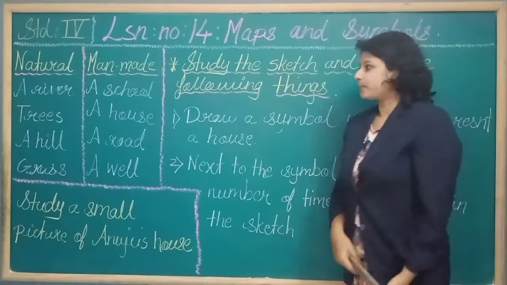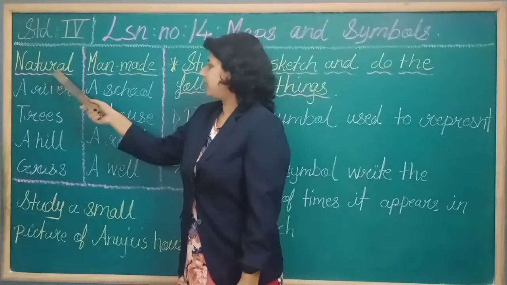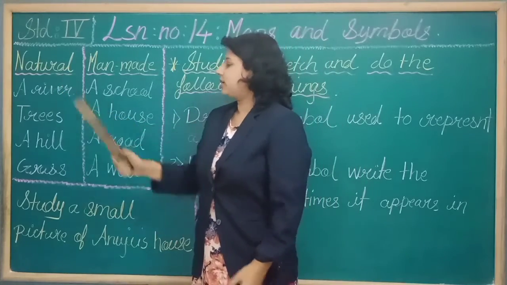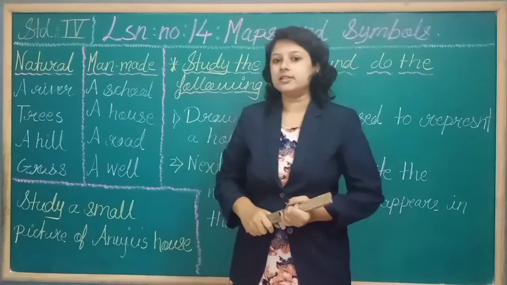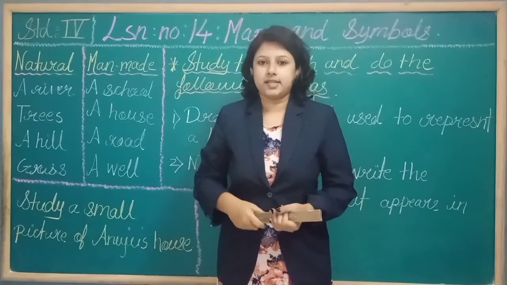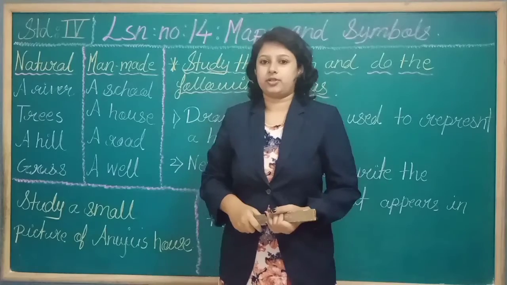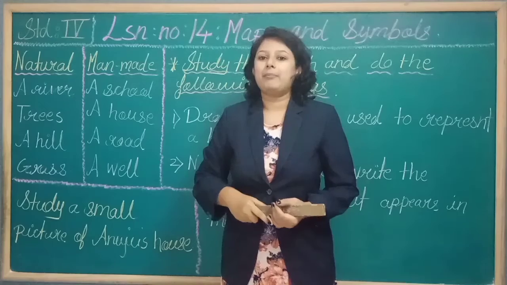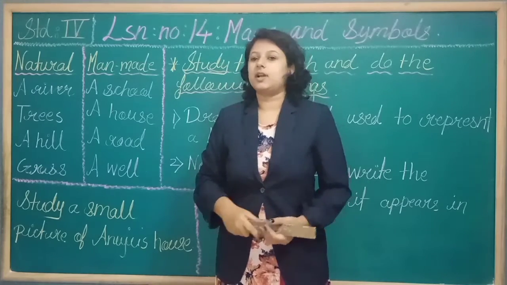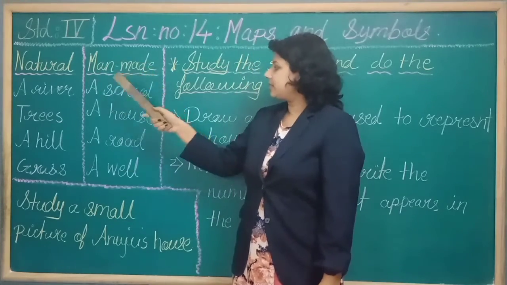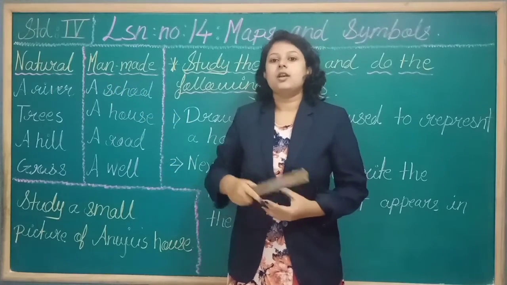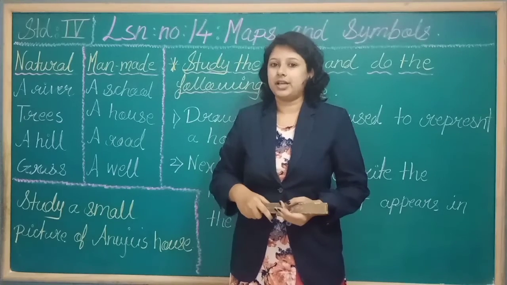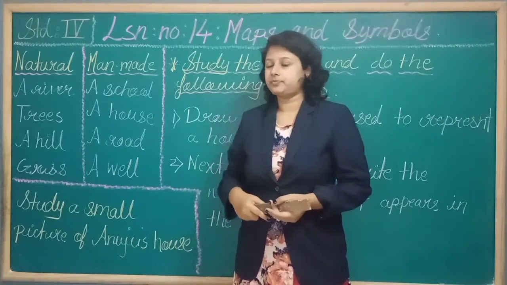So let's see. The first thing is natural and man-made resources. What are natural resources? The resources which we get from nature itself are called natural resources. And what are man-made resources? The resources made by man are called man-made resources. Sometimes man-made resources are made with the things which we get from nature.